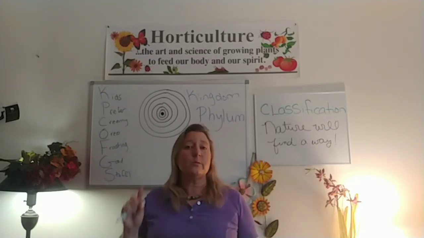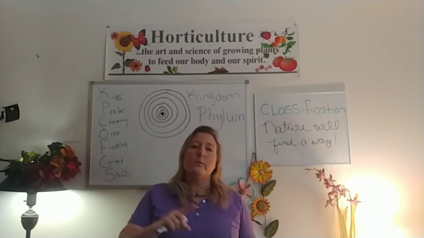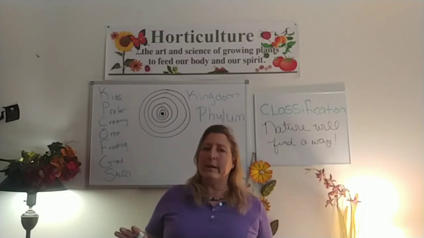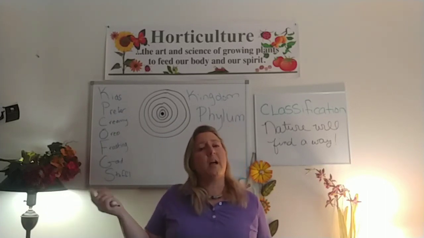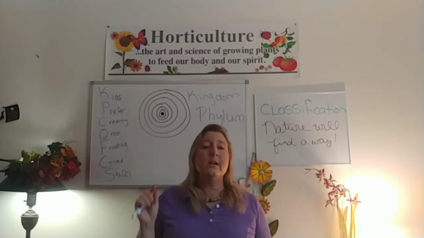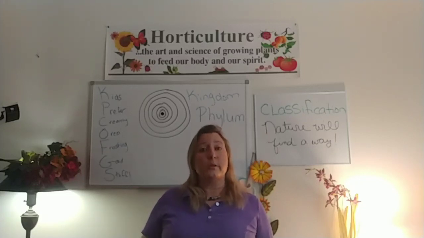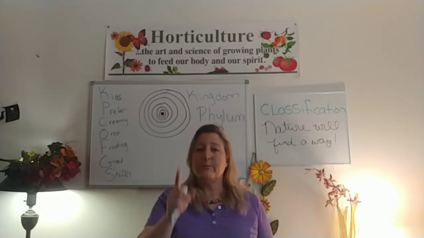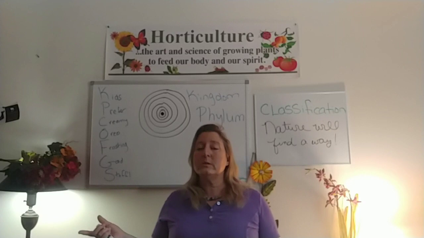Gymnosperms are plants that reproduce using cones. Okay? So remember I said nature will find a way and there's always some weird thing out there. What about the magnolia tree? A magnolia tree has flowers, and it also has cones. Odd. A magnolia tree is actually, a little trivia here, classified as an angiosperm. But that's just a little piece of trivia for you. So angiosperms are what? Flowering plants. Gymnosperms reproduce by cones.